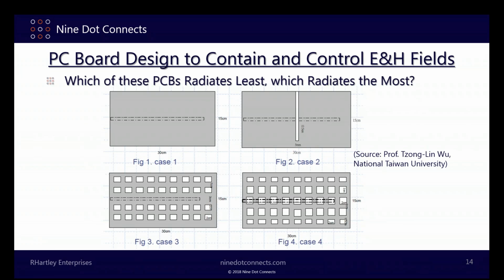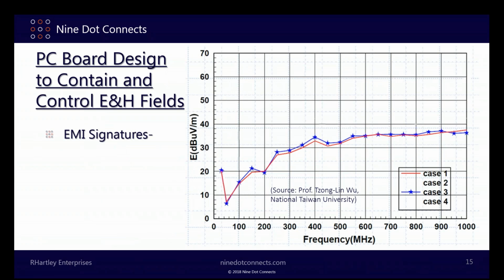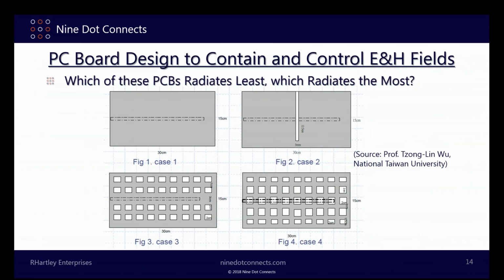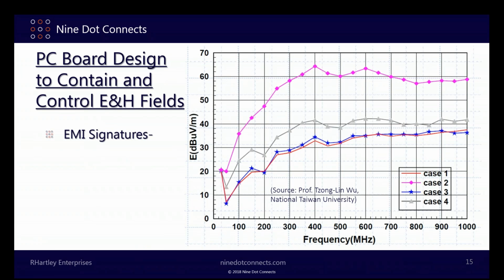Let's examine that. Based on what we just said a moment ago, since you know that the return current will stay directly under the trace, I think it's safe to assume, and I'm sure all of you get this, that case 1 and case 3 are going to be almost identical. Here's case 1 and case 3, and they have almost identical EMI signatures. Case 4 is the crosshatch plane, case 2 is the split plane. Here's case 4 in gray, and look at case 2 in purple. It's 20 to 30 dB worse than cases 1 or 3, depending on the frequency where we're looking. 20 to 30 dB worse.